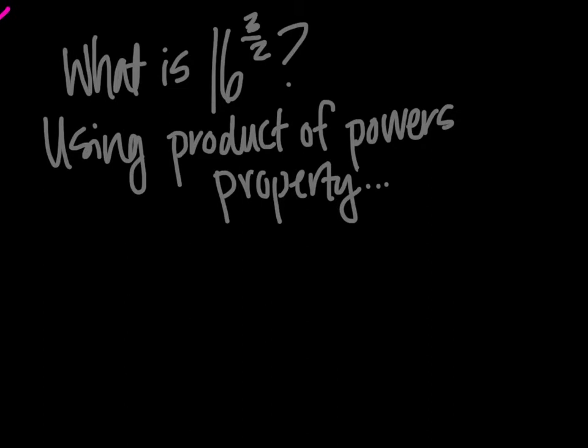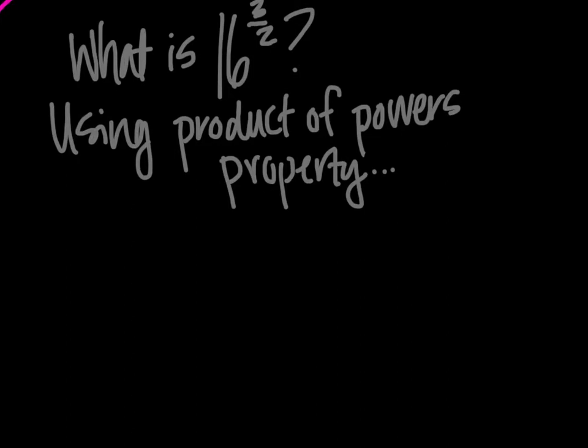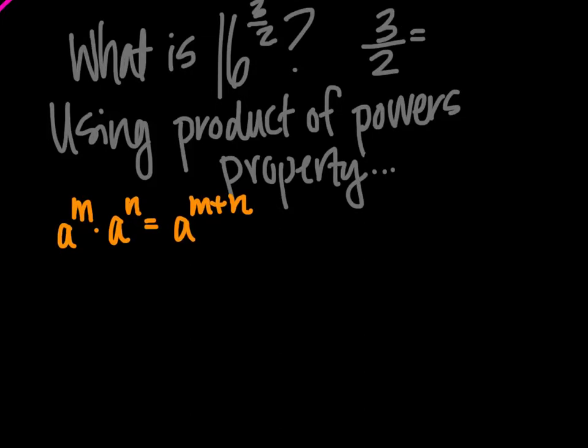What is 16 raised to the 3 over 2? What is 16 raised to the 3 halves? Using the product of powers property. If you remember, the product of powers property is telling me that we have a to the m times a to the n, and we're saying a to the m plus n. So let's think of 3 halves, and let's break it up into 2 fractions that we can add together. An easy fraction that we can take out of 3 halves would be simply a half. And what would be left over would be 1.